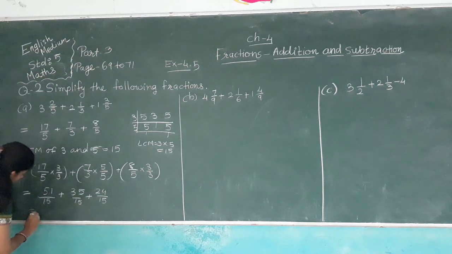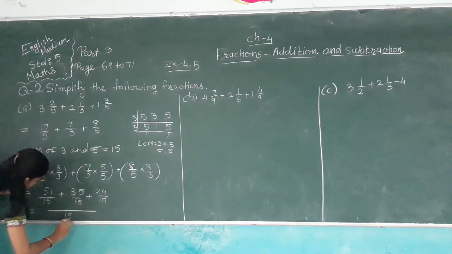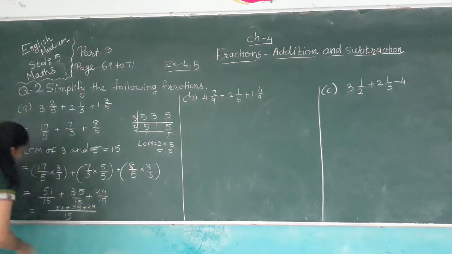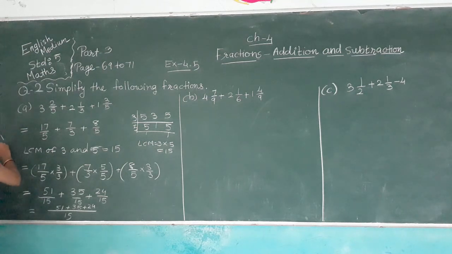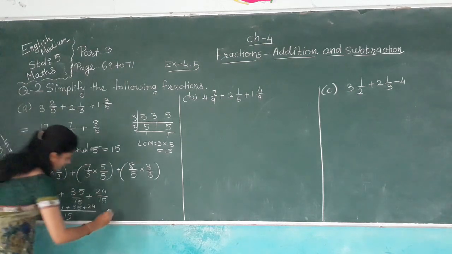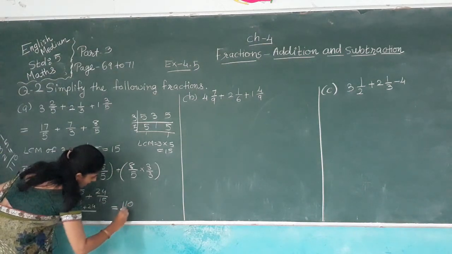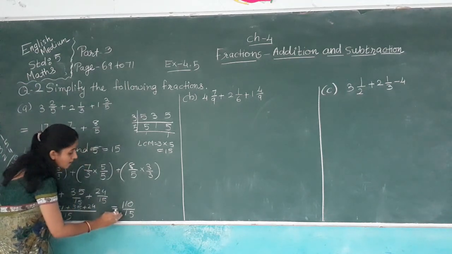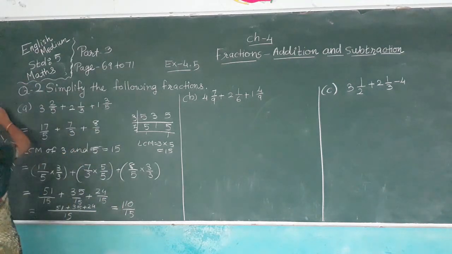Now add together, 51 plus 35 plus 24. 51 plus 35 and 24. 5 plus 4, 9 plus 1, 10, carry over 1. 5 plus 5, 10 plus 1, 11. 110 out of 15. Now this fraction is an improper fraction, then convert into a mixed fraction.